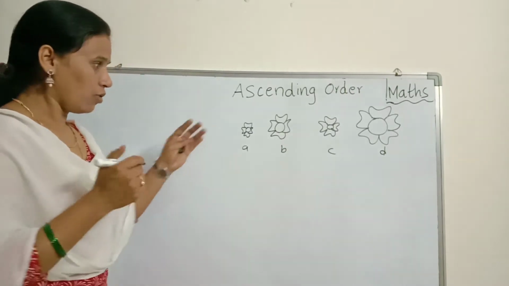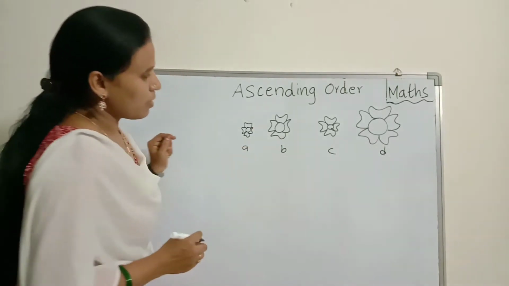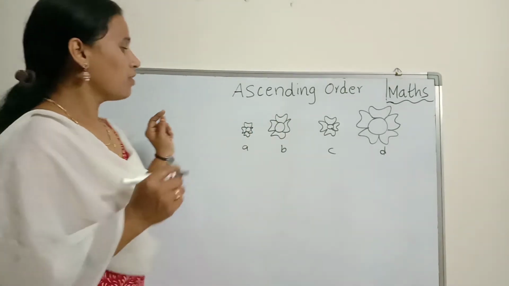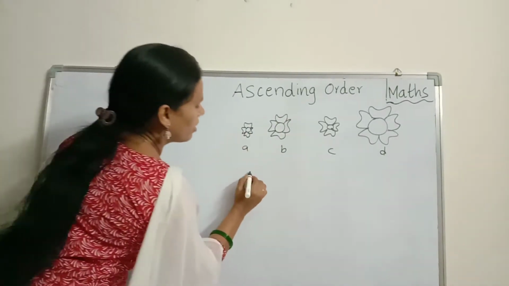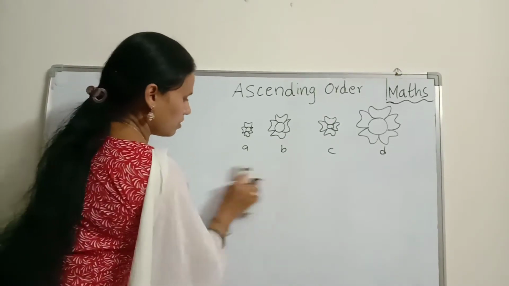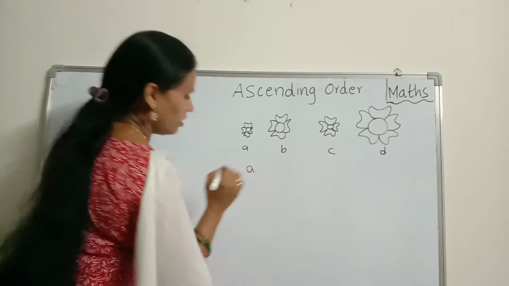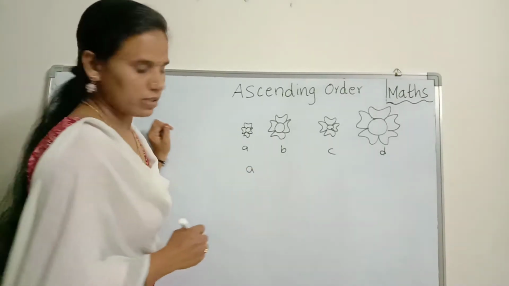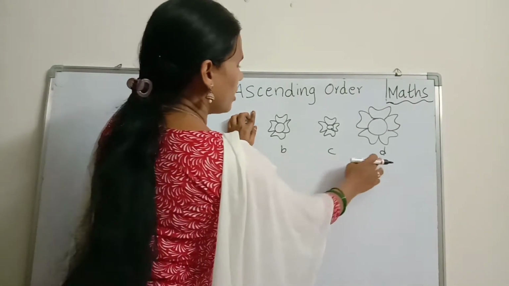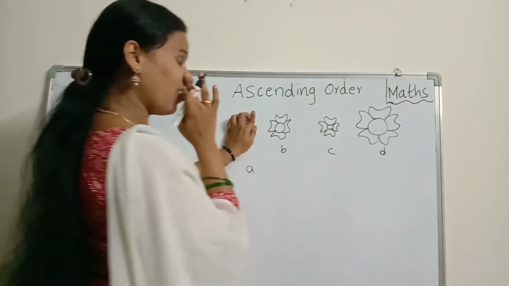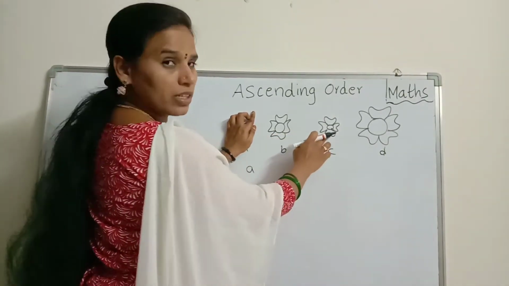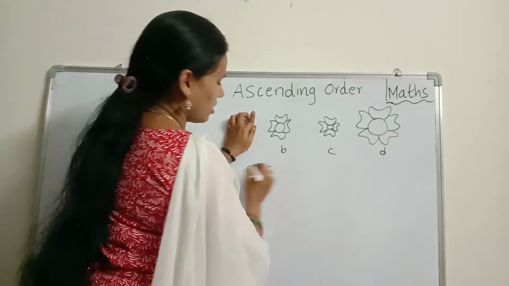Okay, children. Now we can arrange the flowers. Which is the smallest one? In these 4 flowers, compare all 4 flowers. Which is the smallest one? Small A. After that, now it's over. Now B and C and D. You compare these 3 flowers. Which is the smallest one? This one, yes, this one only. So C.